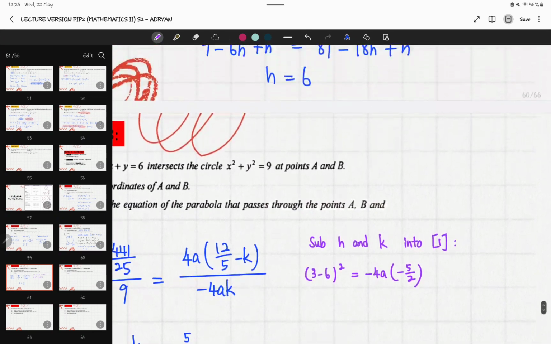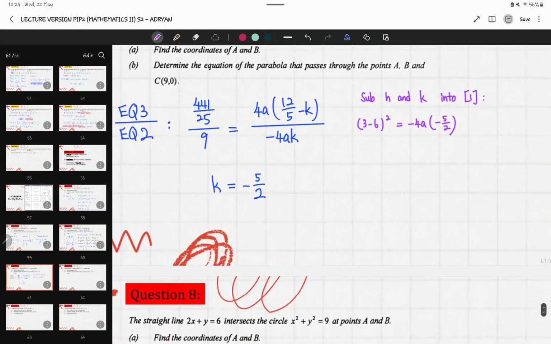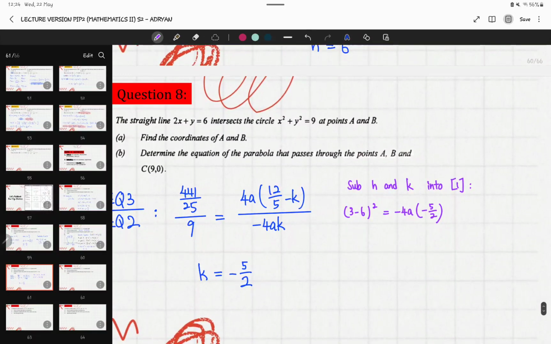Alright, so this is the general equation lah tadi. Okay, kenapa ada negative is because we y minus k. So kita substitute the value of y and also value of k masuk dalam, so you get a negative there. So your a should be 9 over 10.